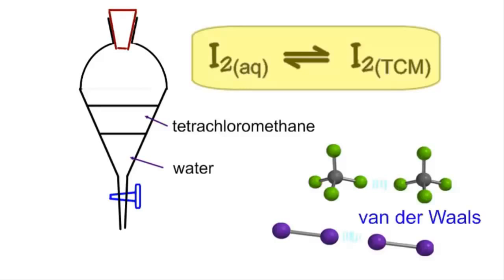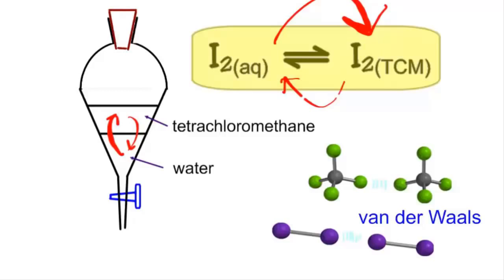In the bottom right you see the I2 molecules represented by purple spheres. Iodine molecules are relatively large molecules, but they are non-polar. Being large with a large number of electrons, they will have strong van der Waals attractive forces between them. But iodine molecules are non-polar, so they will be much more soluble in the tetrachloromethane, which is also non-polar, than in the polar water layer. So the iodine will partition itself between the water and the tetrachloromethane.